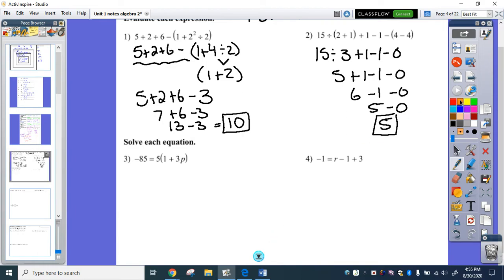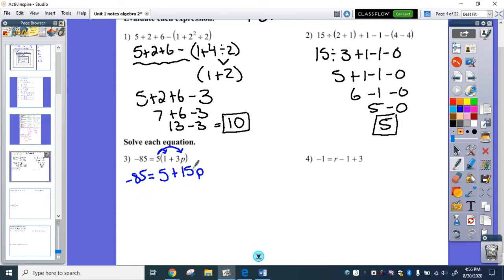We've only got a few of these to do today. We're going to do a couple more tomorrow. We're going to keep with this idea for a little bit here. So if we're looking at an equation like number 3, the first thing that sticks out to me is we have parentheses. So let's distribute into the parentheses. So 5 times 1 will give us 5. 5 times 3p will give us 15p. We'll bring down what's on the other side of our equal sign.